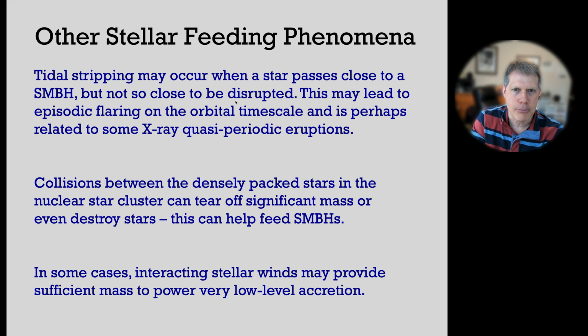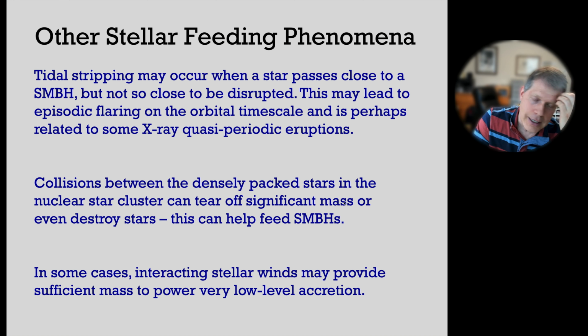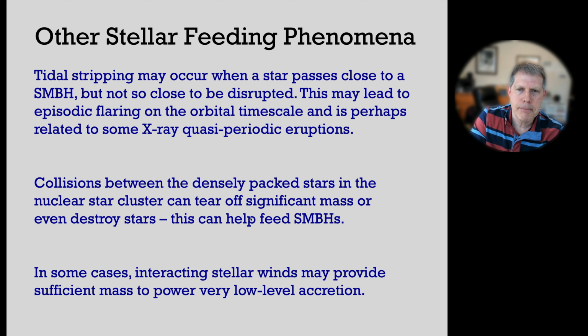But again, that's not thought to be a major mode of black hole growth, a major mode of feeding the monster. Similarly, you can have collisions between the densely packed stars in the nuclear star cluster. These can tear off significant mass because these stars are moving very fast, close to the black hole at relativistic speeds. Indeed, you can even destroy stars entirely via these collisions, and this can help to feed supermassive black holes. But again, this is not thought to be a major mode of feeding, unless we're missing something in our understanding. And then finally, interacting stellar winds may also, in some cases, provide sufficient mass to power very low-level accretion. That's also of interest. So there are various stellar feeding phenomena, but add it all up, they don't seem to make a large contribution to overall supermassive black hole growth in the universe.